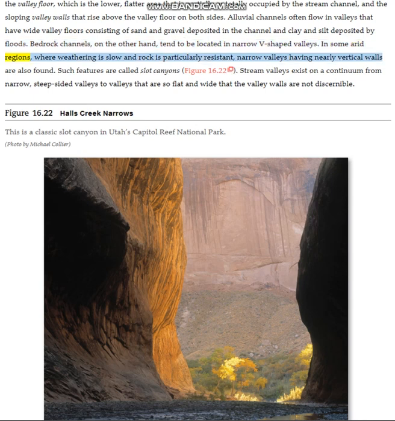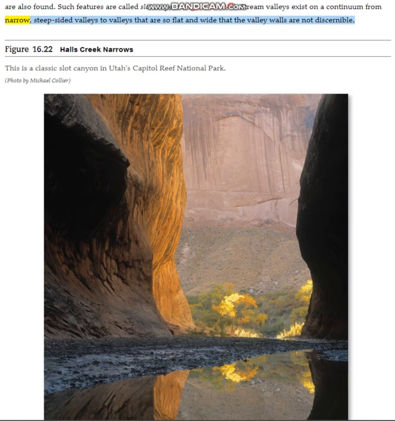In some arid regions, where weathering is slow and rock is particularly resistant, narrow valleys having nearly vertical walls are also found. Such features are called slot canyons, figure 16.22. Stream valleys exist on a continuum from narrow, steep-sided valleys to valleys that are so flat and wide that the valley walls are not discernible.